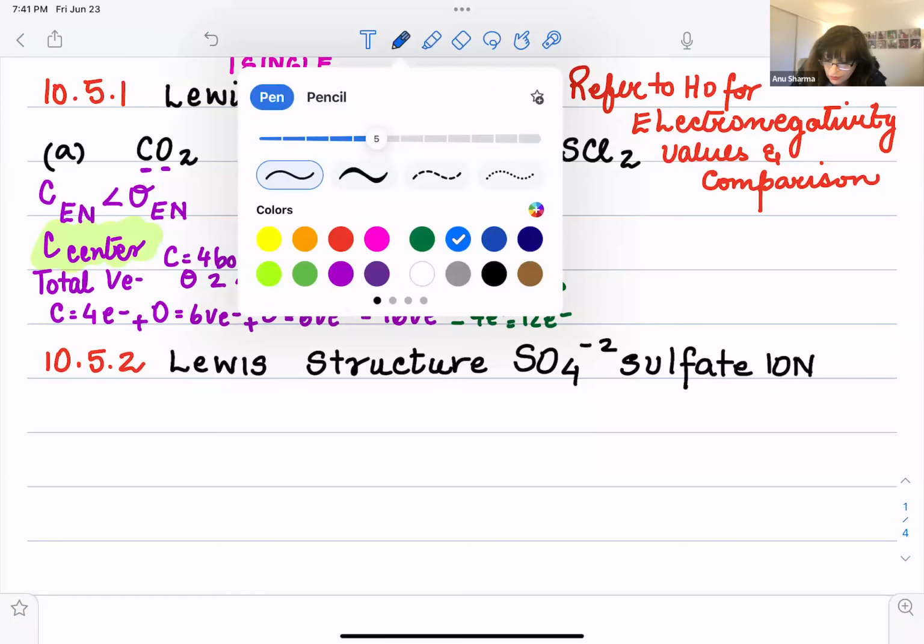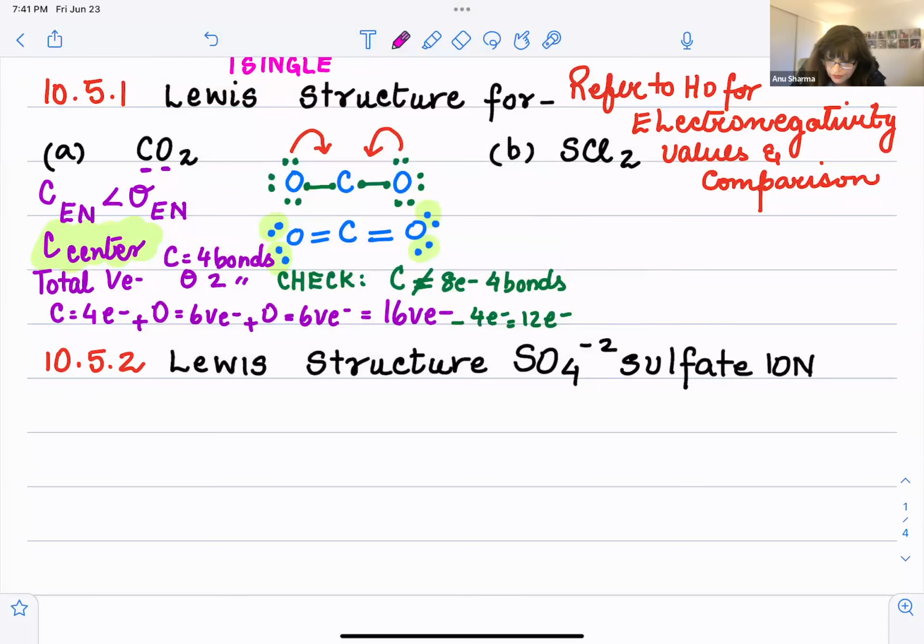Now, if you count the total valence electrons: 1, 2, 3, 4, 5, 6, 7, 8, 9, 10, 11, 12, 13, 14, 15, 16. So all 16 have been accounted for. That's the Lewis structure for CO2. Now, same story with SCl2.